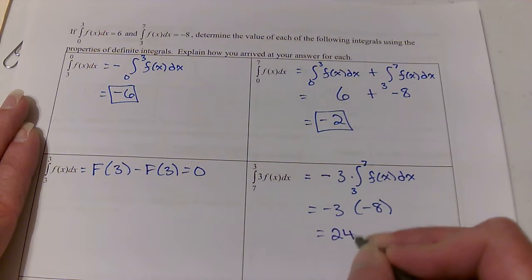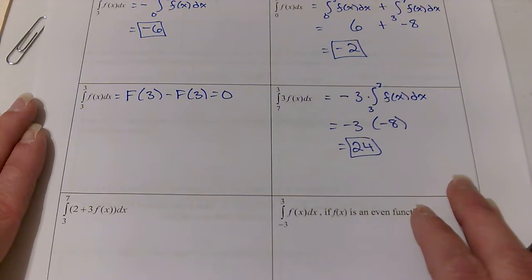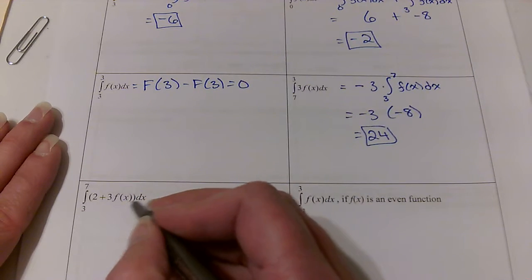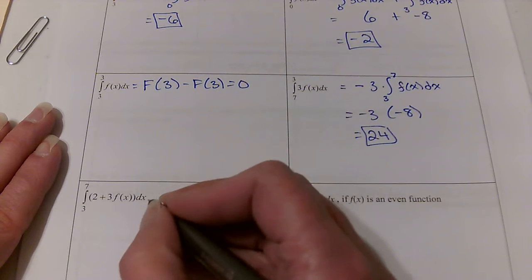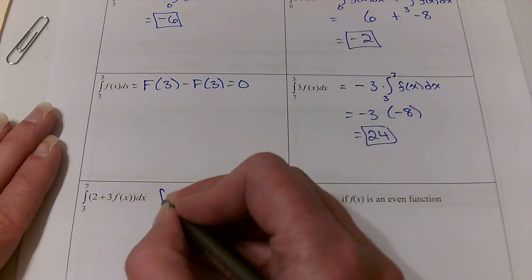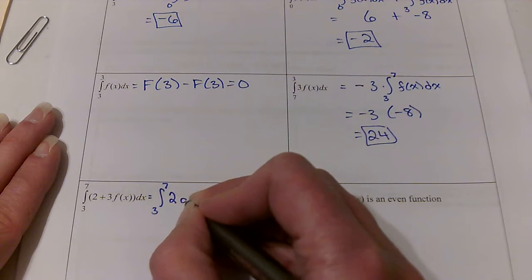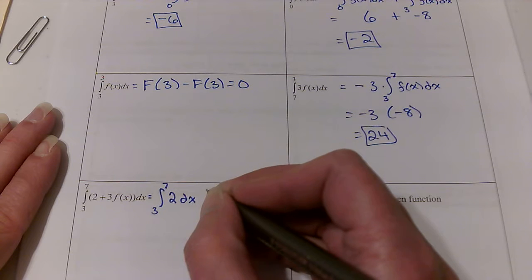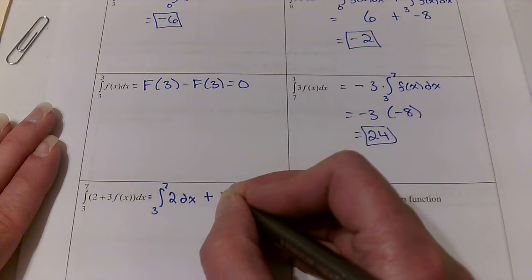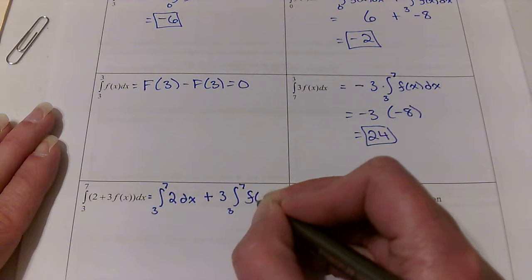Which is 24. Ooh, okay. Throwing in a 2 in there. Okay, 2 plus 3 times this. So that's really going to be the integral from 3 to 7 of the number 2 plus 3 times the integral from 3 to 7 of f of x.